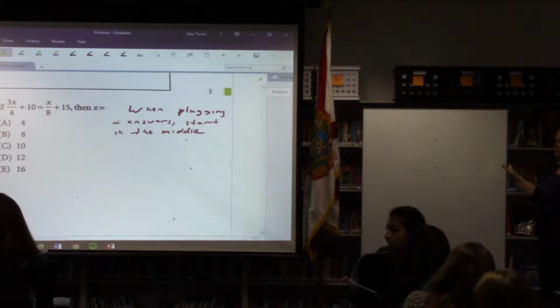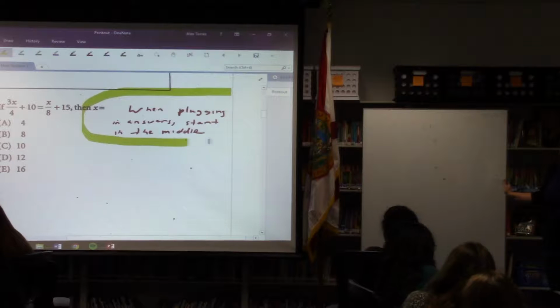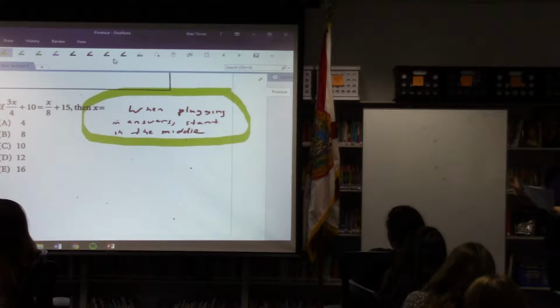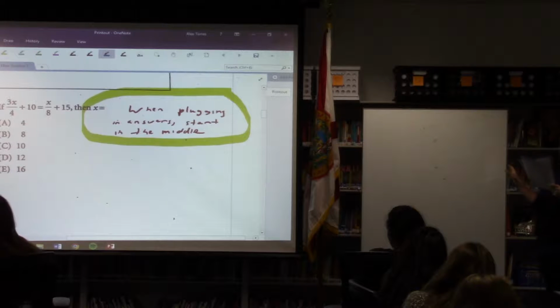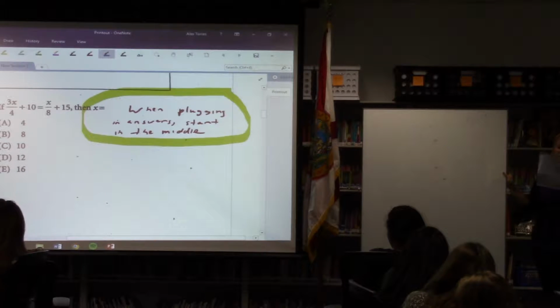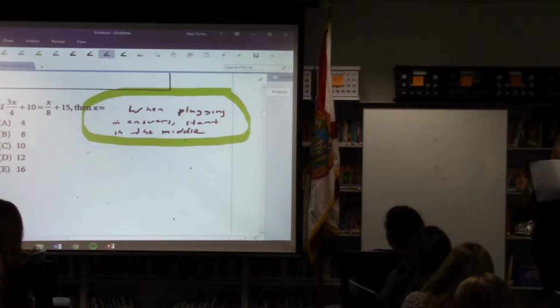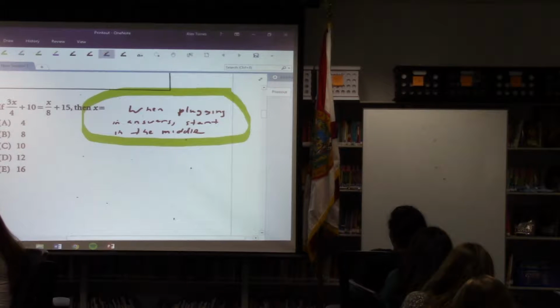Okay, so the way this works, guys, is literally just what it sounds like. You're just going to plug in the answer choices. So given what we're looking for here, which is that we want 3x over 4 plus 10 to equal 8, x over 8 plus 15, what would it make sense for us to start with for x? Something that's divisible by what?